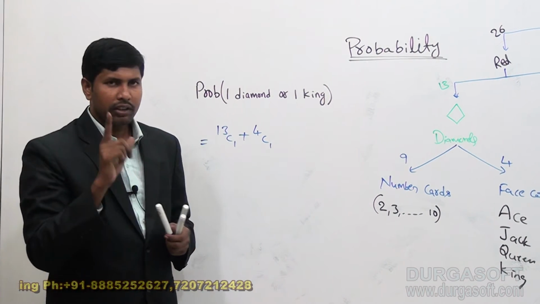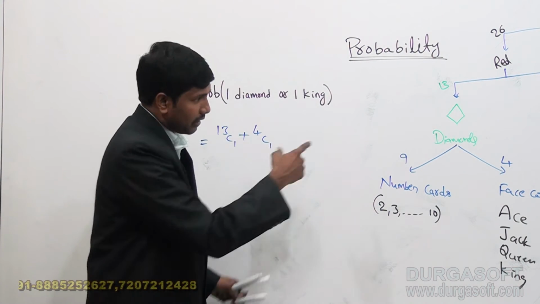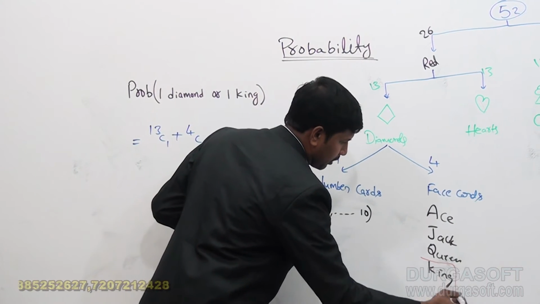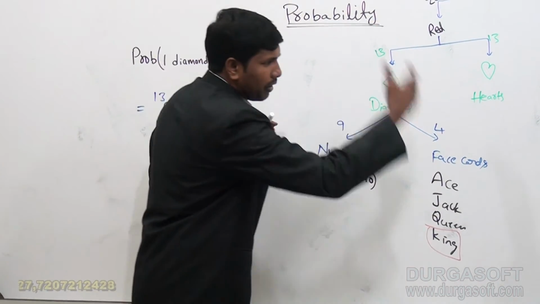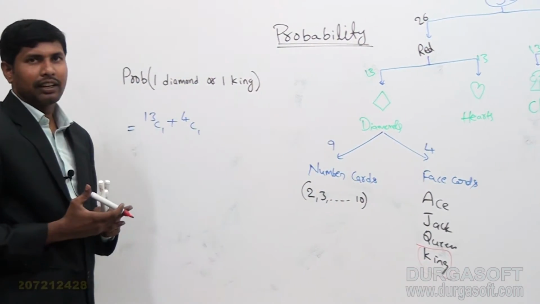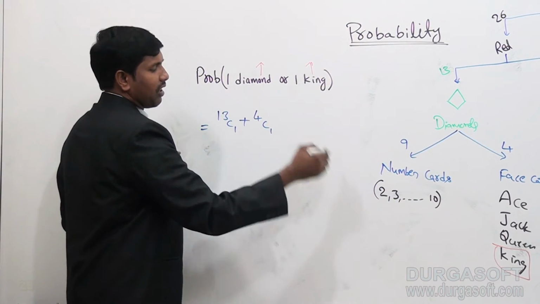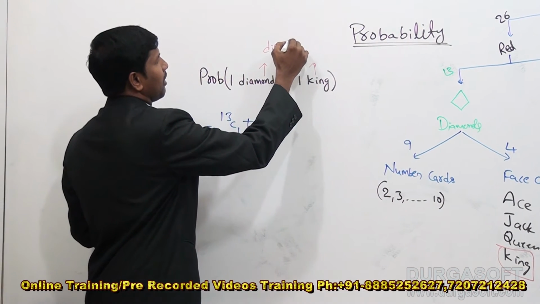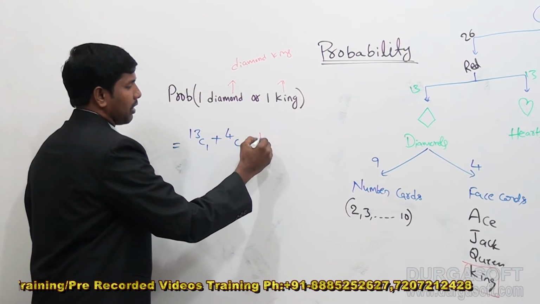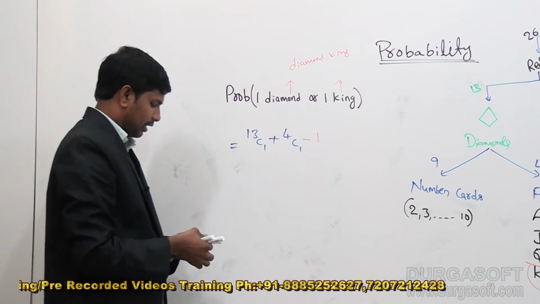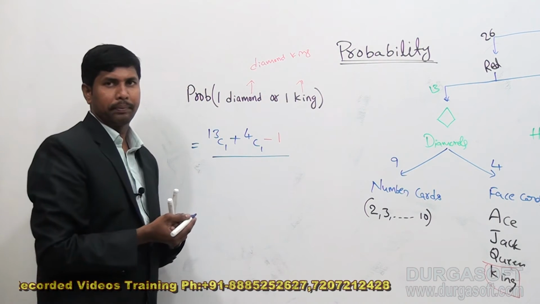But the point you need to understand is, when I am taking 13 diamond cards, indirectly you are getting a king card, and when you are taking 4 king cards, indirectly you are getting 1 diamond card. So for diamonds and kings there is a card which is common, that is the diamond king card. One card is common, that's why we should take minus 1. So this is the number of ways to select a diamond or a king.